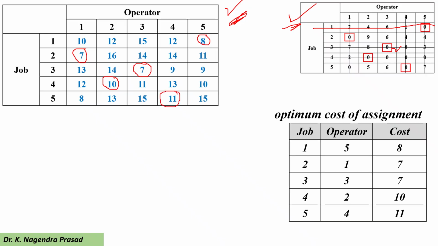So now the optimal assignment is job 1 for operator 5, job 2 for operator 1, job 3 for operator 3, job 4 for operator 2, and job 5 for operator 4. Then the total optimal cost is 8 plus 7 plus 7 plus 10 plus 11, which is equal to 43. So this is the solution, and thank you.